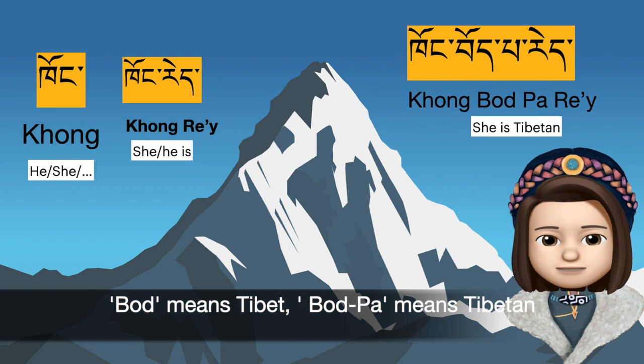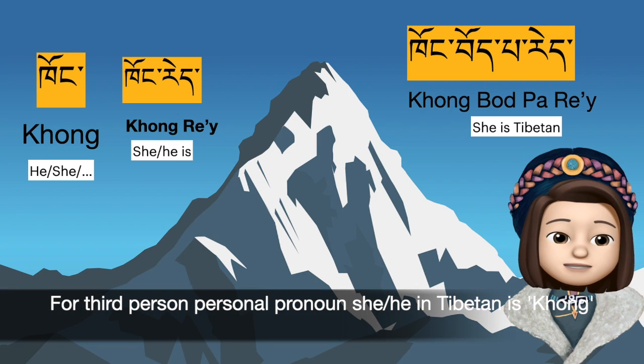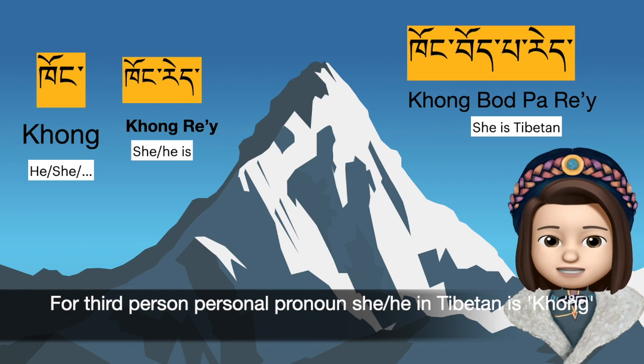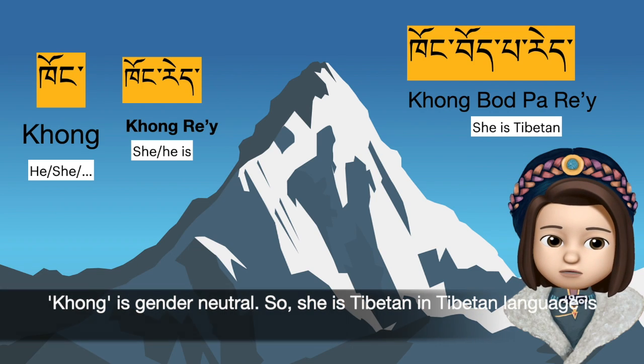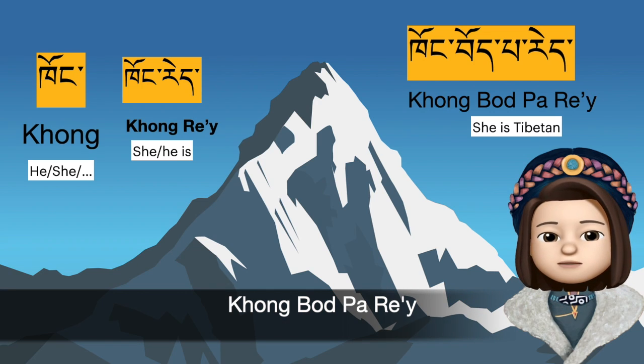Pe ba means Tibetan. For the third person pronoun, "she" or "he" in Tibetan is kong. Kong is gender neutral. So "she is Tibetan" in the Tibetan language is kong pe ba re.